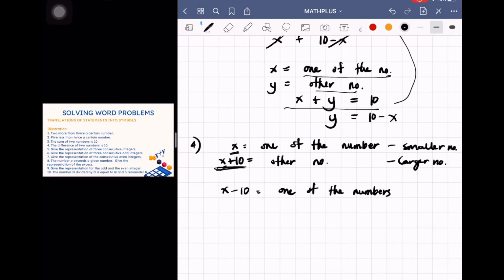Diba? And of course, x is the other number. So, ibig sabihin, yung isa mas maliit kesa dun sa isang number ng 10. Okay, you can use any of these two as a solution to this particular example.